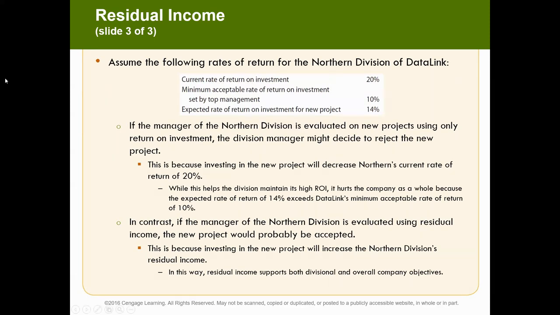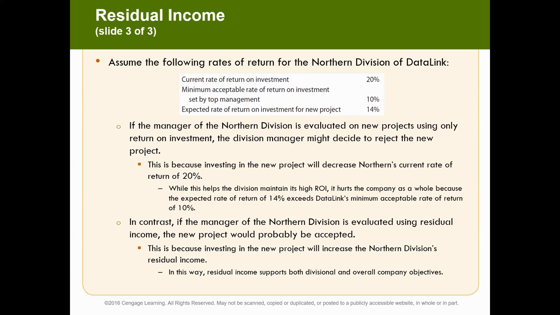So going back to our example, assume the following for the Northern Division for gambling. We have the current rate of return on the investment at 20%, the minimum acceptable rate of return is 10%, and the expected rate of return on a new project is 14%. If the manager of the Northern Division evaluated new projects only using the rate of return on the investment, the division manager might decide to reject the new project because it would reduce the existing rate of return based on averages, just like we talked about in the previous slide.